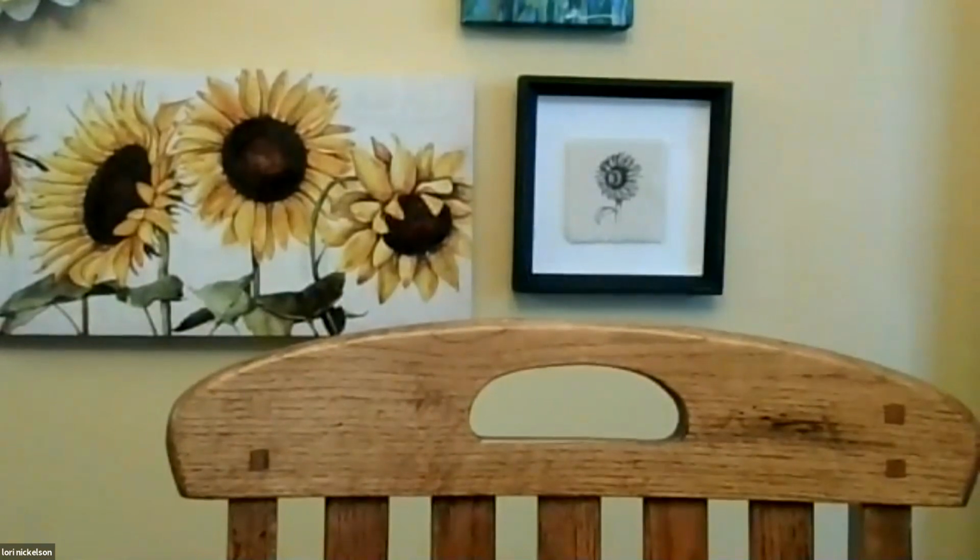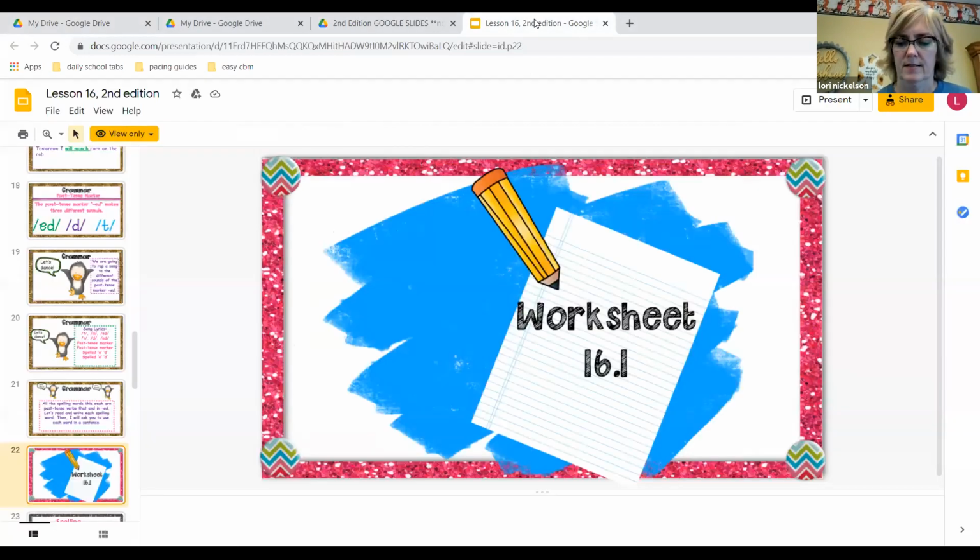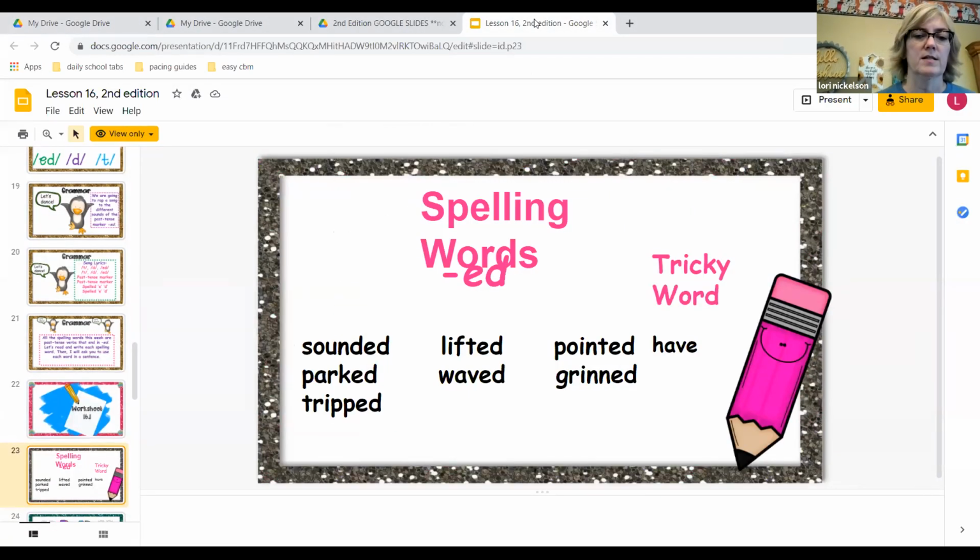Okay, so let me go back to screen sharing again. All right. And let me get rid of the bar so I can move stuff. All right. So our spelling words: sounded, parked, tripped, lifted, waved, pointed, grinned, and our tricky word is have.